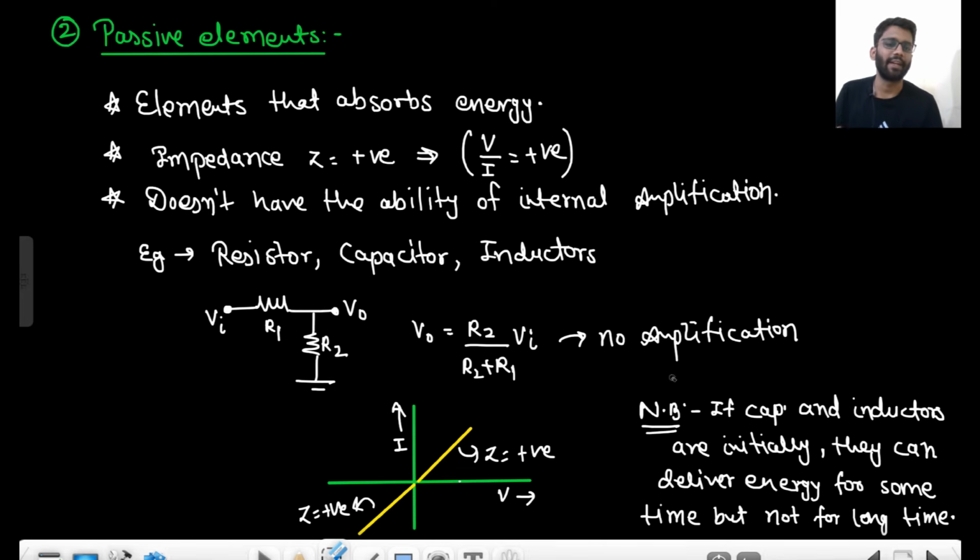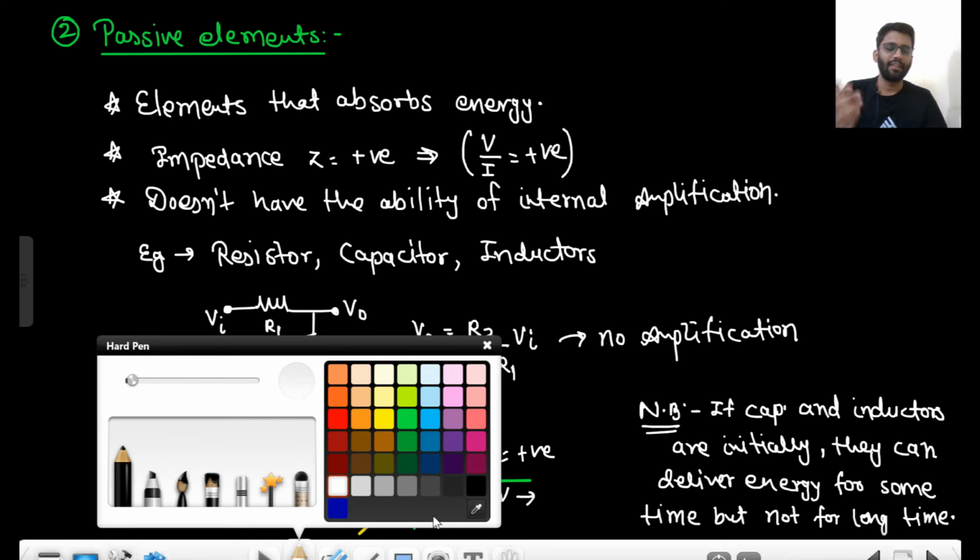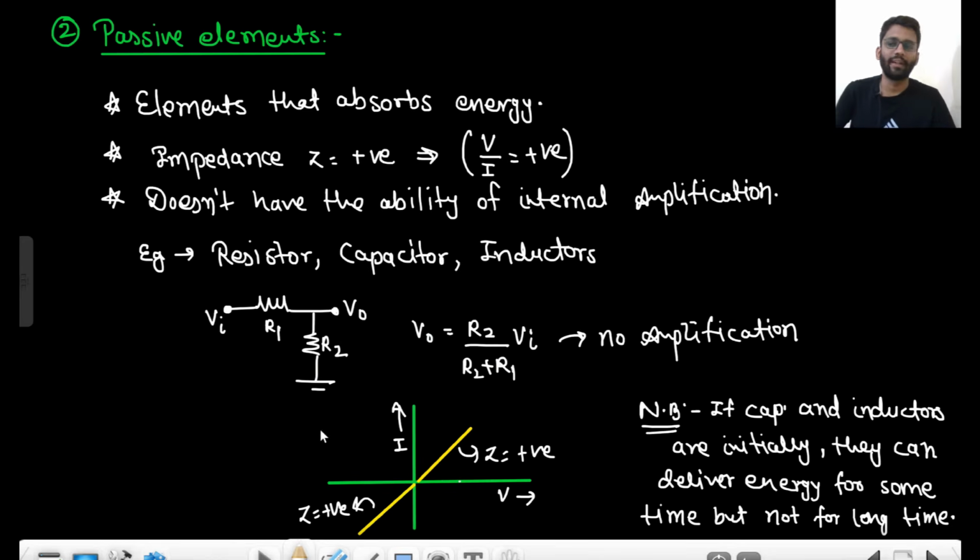Sometimes you may get confused: here the capacitor is delivering the energy, so why don't we call it an active element? Because it doesn't always deliver the energy. It has to deliver the energy every time, then only it will be called an active element. The capacitor delivers energy only for a very short time, so it will always be counted as a passive element.